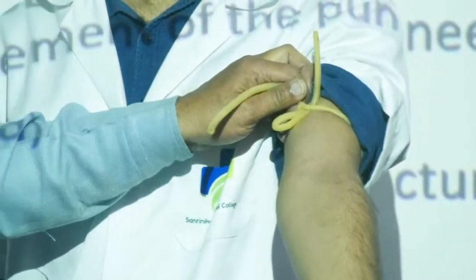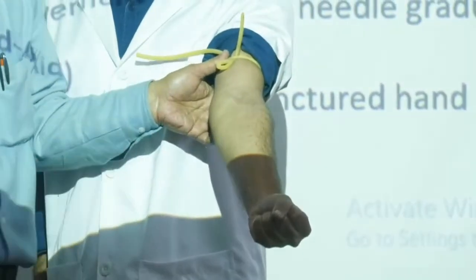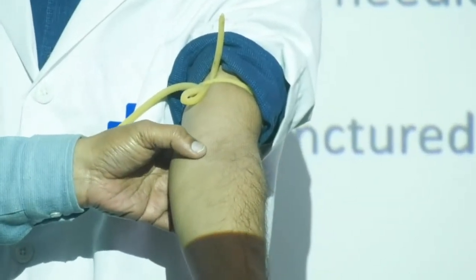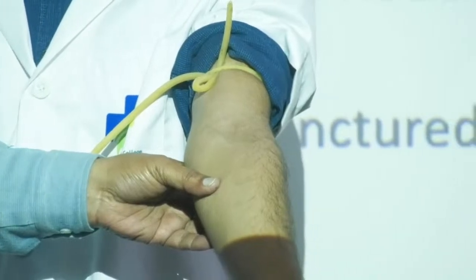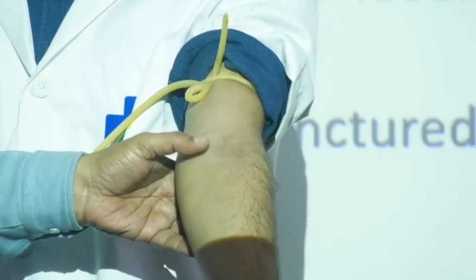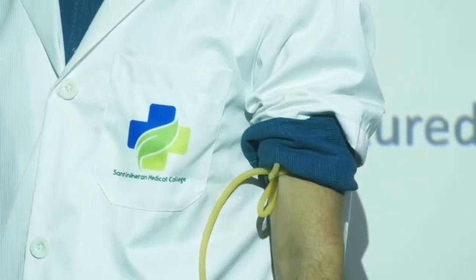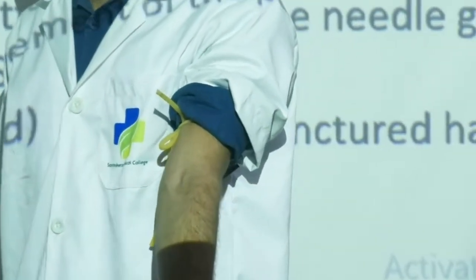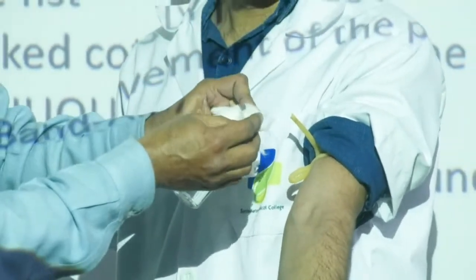Now I am asking him to tighten his fist. Tighten. Can you see the prominent vein? Okay, you can see. Now once you do this, then this cotton will be applied. I am not pricking you right now. Don't worry, I am not pricking you. See, I am just applying.